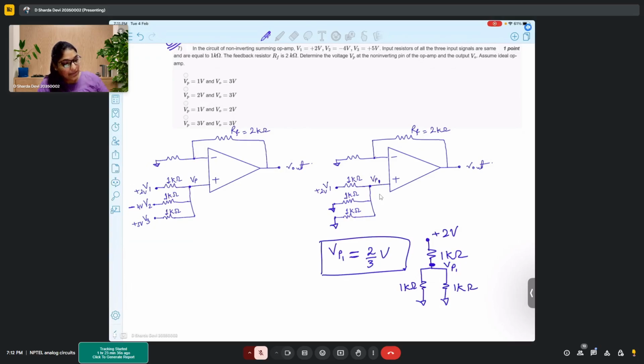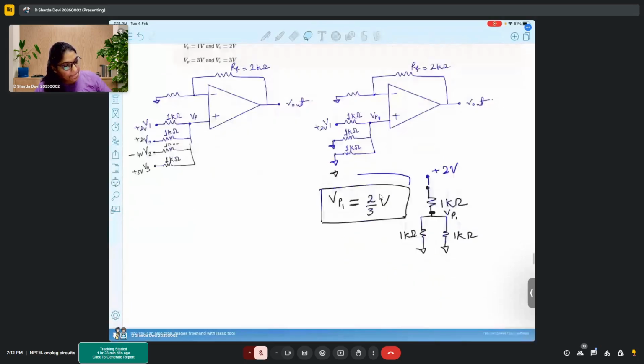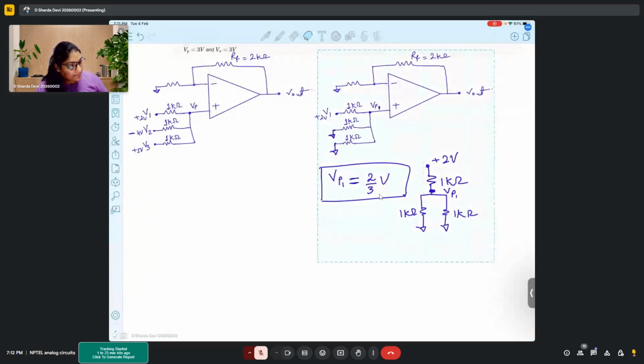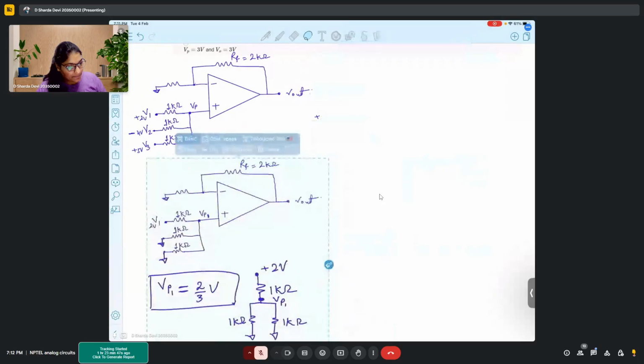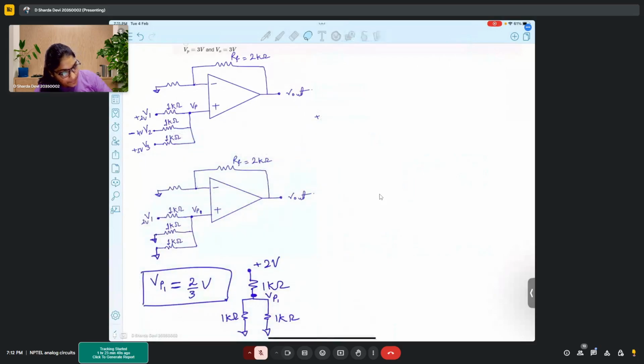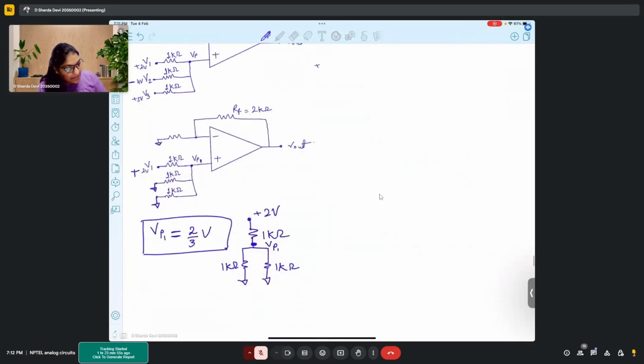Okay, so if this is VP1, can you explain 2 by 3? 2 by 3 is basically coming from here, right? It is 1K. 1 kilo ohm. This will give you 0.5 kilo ohms. This is ground. You want to have the potential over here plus 2 volts.